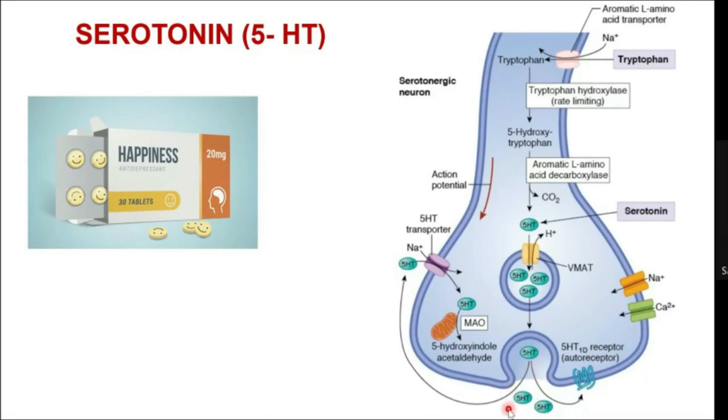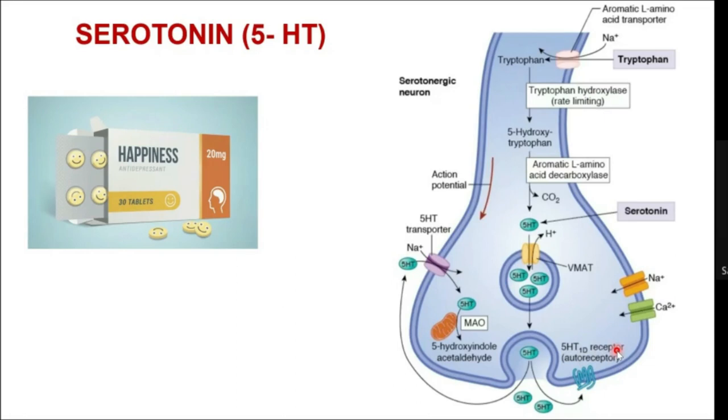Now what is happening? This neurotransmitter which has come into the synaptic cleft has two ways to go. One is to act through its autoreceptor, and the type of receptor present here is the 5-hydroxytryptamine 1D receptor.